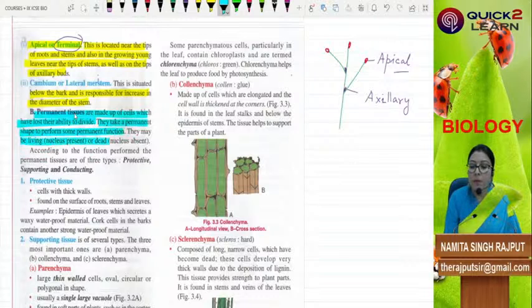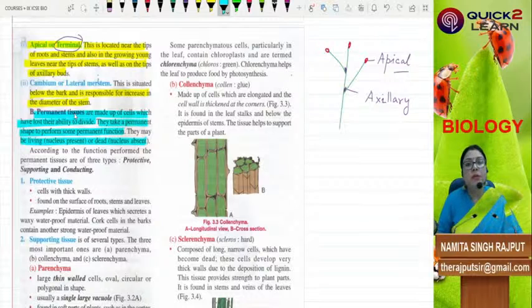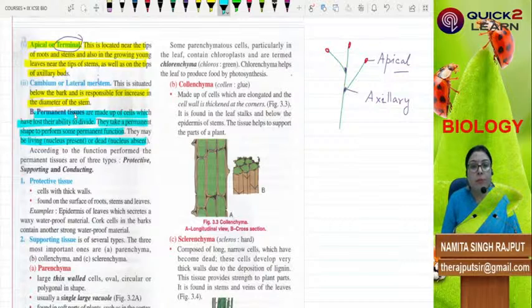They may be living or dead. Permanent tissues may be living or dead. Living means they have a nucleus, and dead means they don't have a nucleus. According to the function performed by the permanent tissues, they are of three types: protective, supportive and conductive. Yeah, protecting, supporting and conducting.